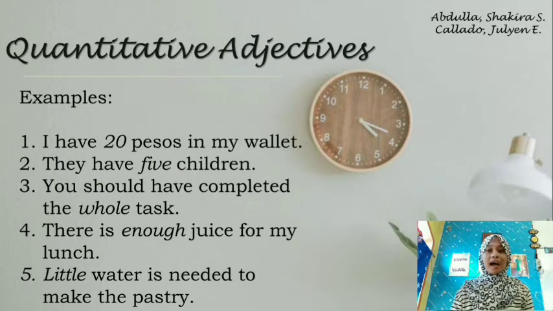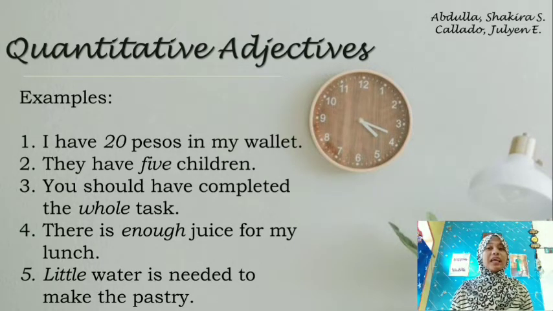Number one, I have 20 pesos in my wallet. It answers the question, how much? How much do I have in my wallet? I have 20 pesos. So our quantitative adjective here is 20 and it modifies the noun pesos. It answers the question, how much?